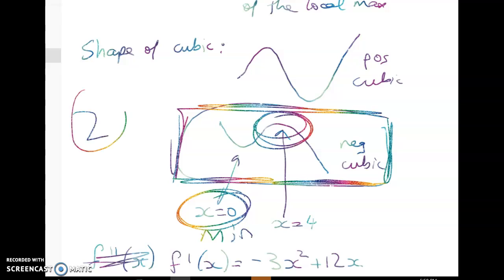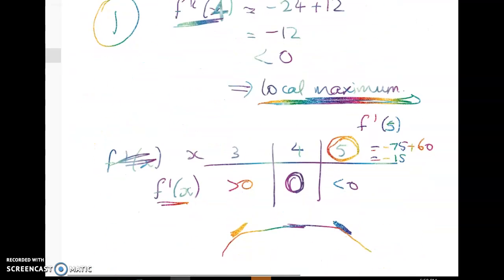So that's method 2. And then method 3 is this thing where we look at the gradient on either side of our point and figure out what we've got from that. This is pretty thorough, but it takes a little bit of time.